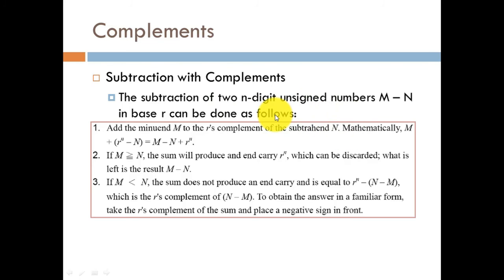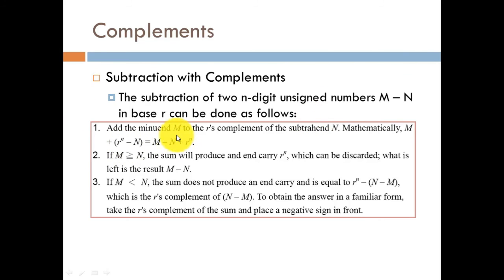One point I should make: we had already discussed that complements are basically used for representing negative numbers. So if you need to perform the subtraction operation with the help of addition, you can add the complement of that particular number in order to perform the subtraction. Please keep in mind. So how are we going to do that?